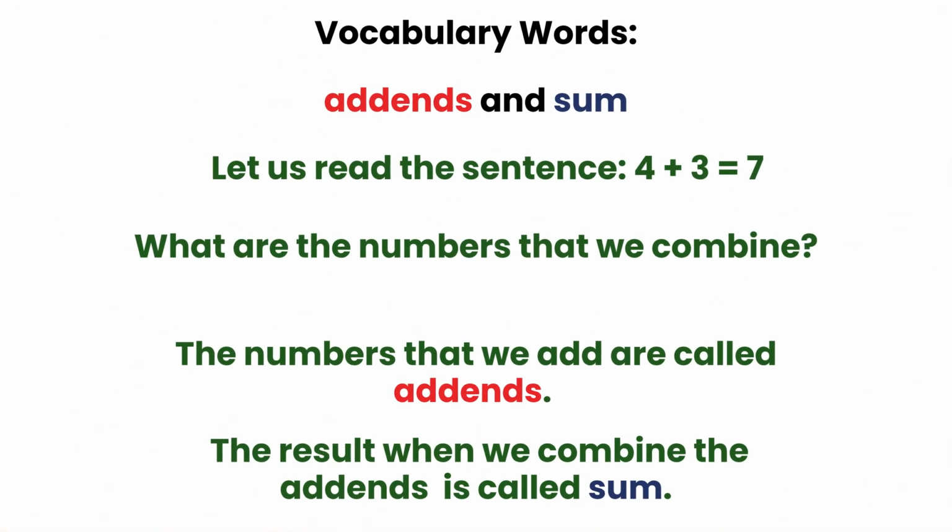Vocabulary words. Addends and sum. Let us read the sentence. 4 plus 3 equals 7. What are the numbers that we combine? The answer is 4 and 3. The numbers that we add are called addends. The result when we combine the addends is called sum.